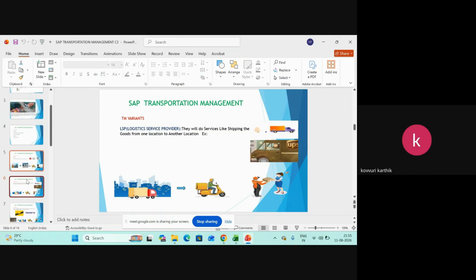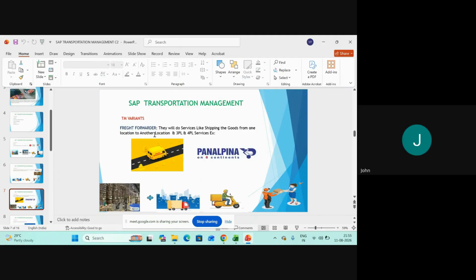And if you see here, freight forwarder. Freight forwarder is also the same as LSP. But what makes the difference between your LSP and freight forwarder is, as I told you, they will do the services of shipping goods from one location to another, and they will also do 3PL and 4PL activity. You know that very well, right? 3PL and 4PL, third party logistics.